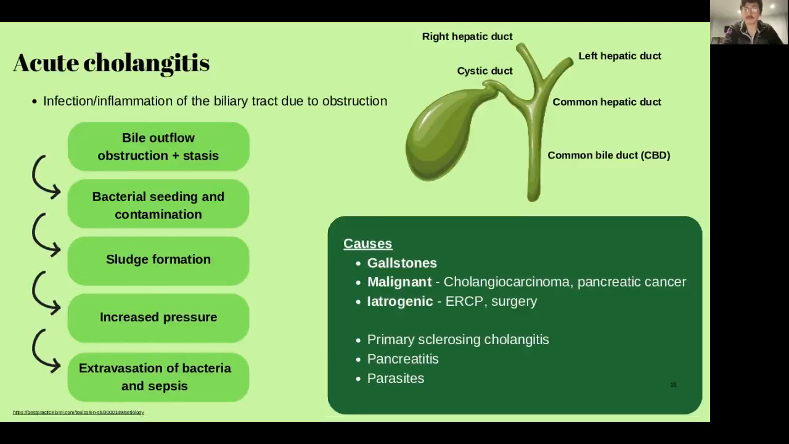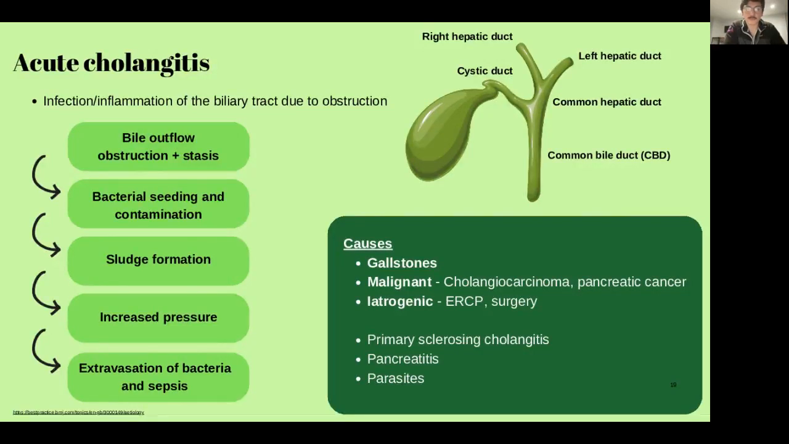There's a nice diagram here on the right showing the different bits of the anatomy of the bile ducts. At the top you've got the hepatic ducts coming from the liver, the left and right hepatic ducts, and they come together to form the common hepatic duct. Then we've got the cystic duct coming from the gallbladder, which joins the common hepatic duct to form the common bile duct, the CBD. And it's in the CBD where the blockage usually occurs.